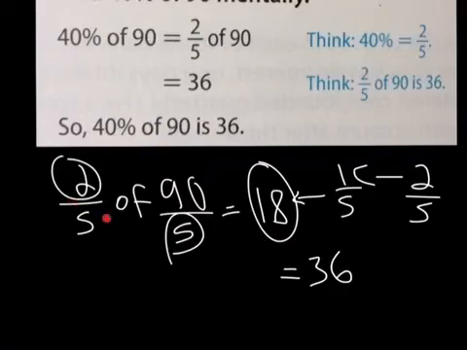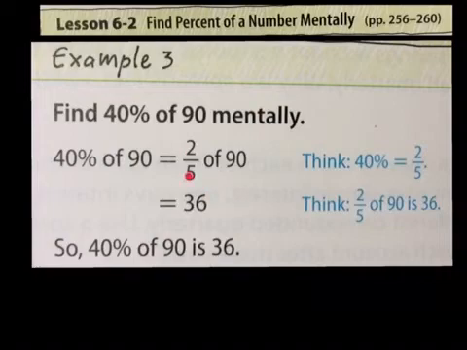This is the mental process that you have to make. And you see that's what they do here. 2/5 of 90. But they jump right to 36. They don't tell you how they actually did it. Remember, you can multiply 90 times the decimal 0.4, and that'll also give you your 36.